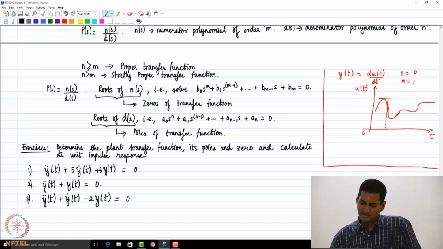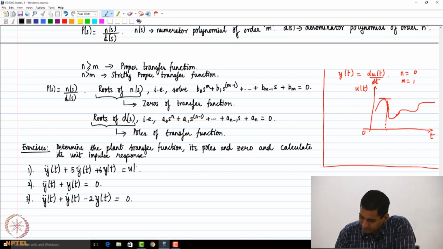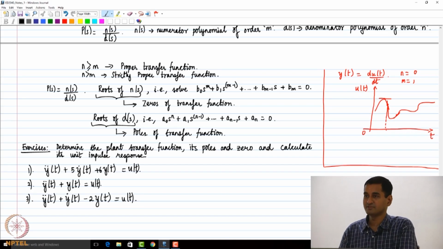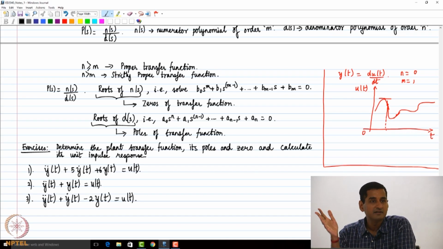Oh, sorry, I can't have it as 0. It should be u of t. Sorry about that. Please make the right hand side the input u of t. So derive the transfer function, find the poles and zeros, and calculate the unit impulse response. We will start from here in the next class.